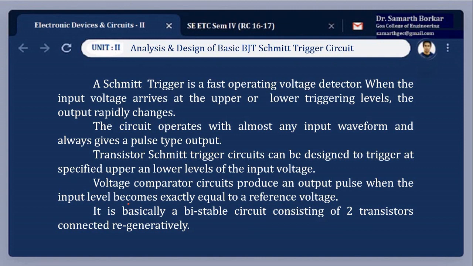A Schmitt trigger is a fast operating voltage detector. When the input voltage arrives at the upper or lower triggering levels, the output voltage rapidly changes. The circuit operates with almost any input waveform and always gives a pulse type output. The transistor Schmitt trigger circuits can be designed to trigger at specified upper and lower levels of the input voltage. The voltage comparator circuits produce an output pulse when the input voltage level becomes exactly equal to a reference voltage. So basically it's a bistable circuit consisting of two transistors connected regeneratively.